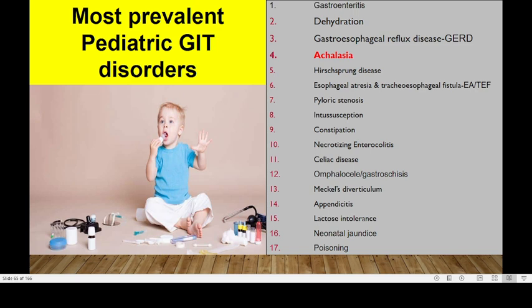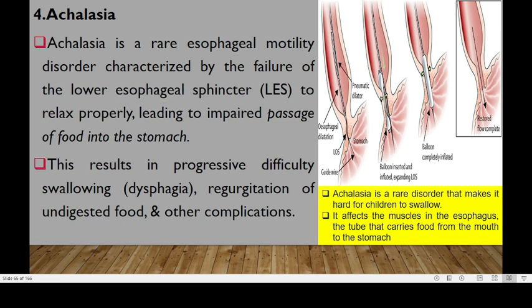So the other condition is achalasia. Achalasia is a rare esophageal motility disorder that is characterized by failure of the lower esophageal sphincter to relax properly. Remember, for GERD, it was relaxing and allowing contents from the stomach to get into the esophagus. But for achalasia, the lower esophageal sphincter is failing to relax properly. So this leads to impaired passage of food into the stomach.